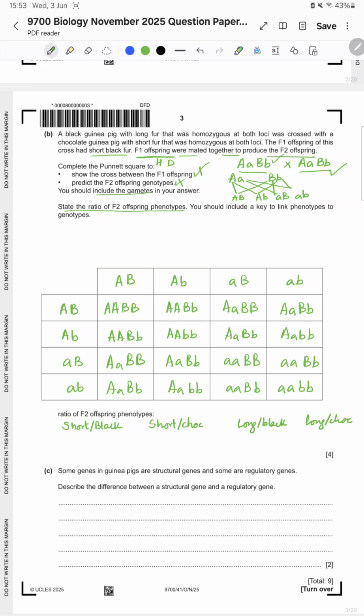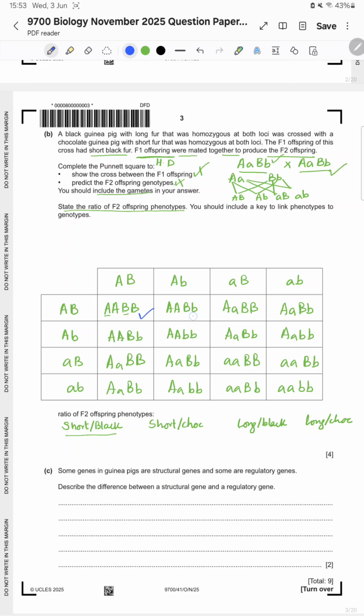So these are the 4 outcomes that we are going to have, and for this we need to look at all these possible outcomes and find out how many of them are short and black, how many of them are short and chocolate, how many of them are long and black, and how many of them are long and chocolate. And that we are going to do. First of all, we are going to start with short and black. Both of them are the dominant traits, so wherever you have capital A and capital B, that will be short and black, right?